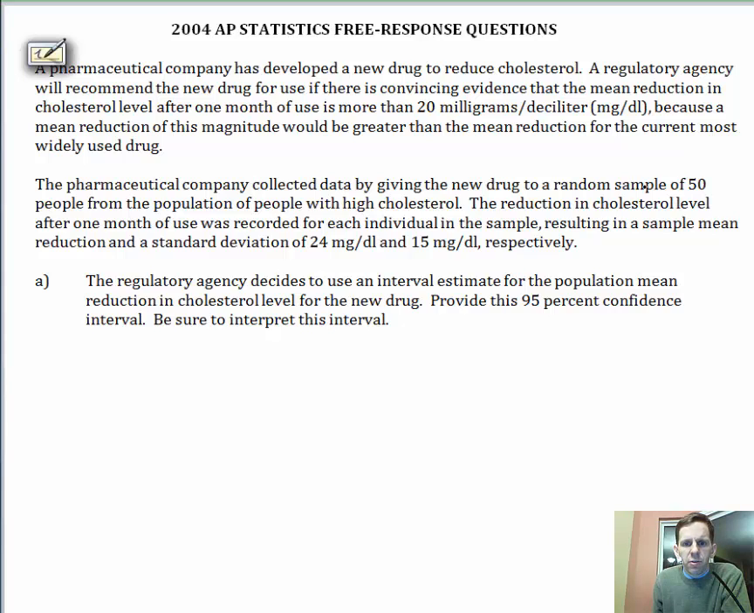So a few things you should have noticed. We're talking about a random sample of 50 people, and 50 is going to be your n value in this problem. They also mentioned in the last line that our sample mean reduction and standard deviation are 24 and 15 respectively. So our sample mean x bar is equal to 24, and the standard deviation of the sample is s, and that's your 15.